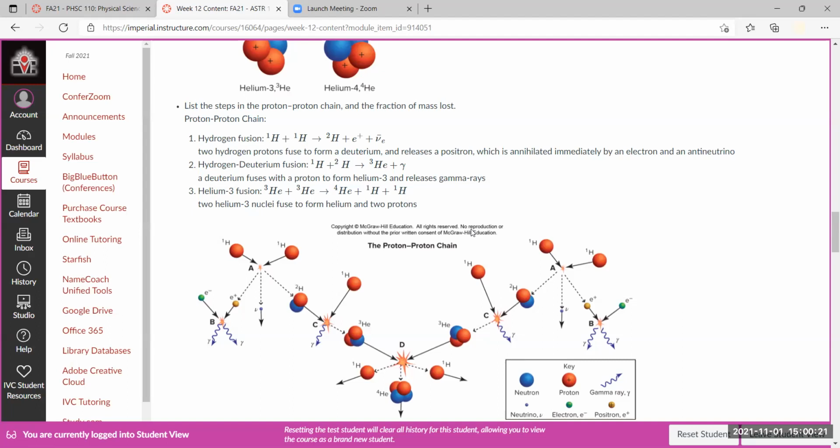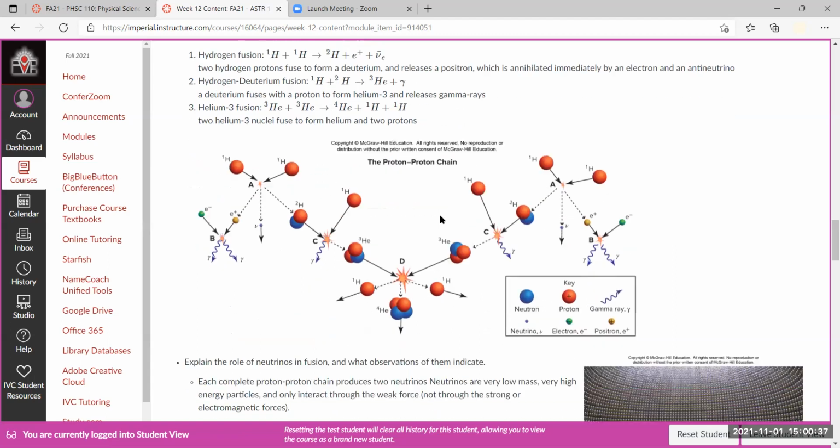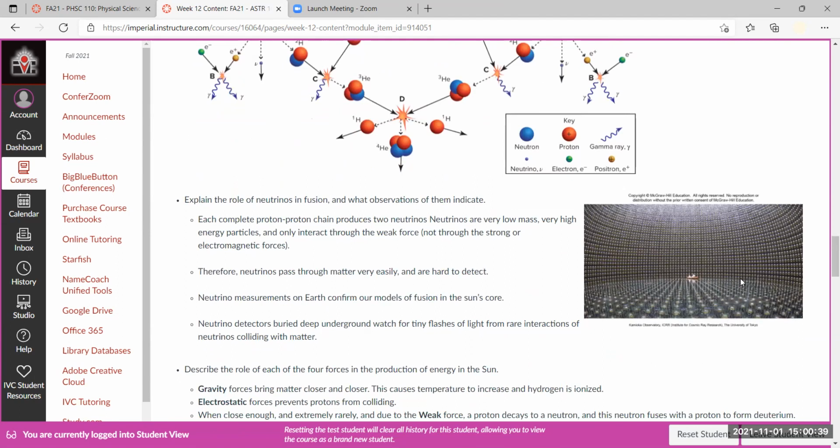How do we know all of this? One of the telltales is neutrinos, because what happens in the core of the sun is so deep that we cannot see it. If we can detect the right amount of neutrinos coming from the sun, then we know this nuclear reaction is true. The model is correct. And that's exactly what we did.